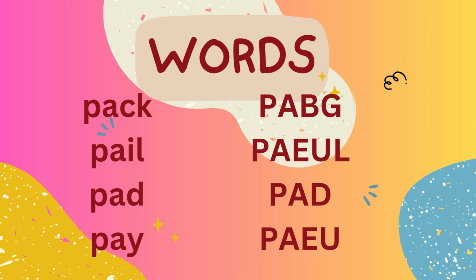So I guess this is a bit easier than the previous words provided since there are only a few letters or few keys involved. So we have pack: initial P, vowel A, and remember that final K is final BG. Then pale: initial P, long A, that's AEU, and then final L. Pad: initial P, vowel A, final D. Pay: initial P, long A.